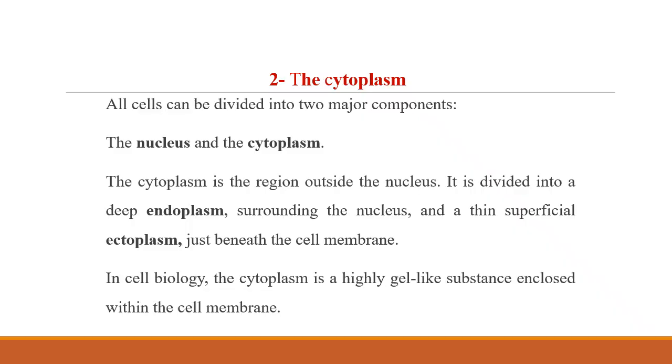About the cytoplasm. All cells can be divided into 2 major components: the nucleus and cytoplasm. The cytoplasm is the region outside the nucleus. It is divided into the deep endoplasm, which is surrounding the nucleus, and the other part, the thin superficial ectoplasm, just beneath the cell membrane or plasma membrane. In cell biology, the cytoplasm is gel-like. Its structure is like gel, a gel-like substance enclosed within the cell membrane.